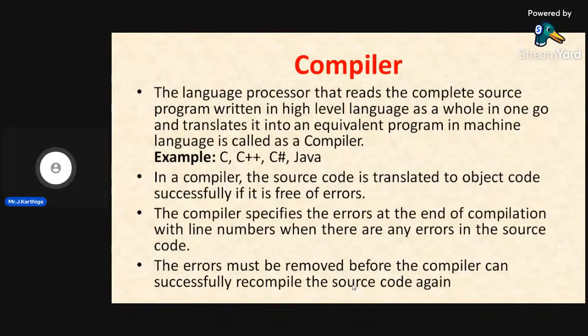The next topic is compiler. The language processor that reads the complete source program written in a high-level language as a whole in one go and translates it to an equivalent program in machine language is called a compiler. Examples: C, C++, C Sharp and Java. In a compiler, the source code is translated to object code successfully if it is free of errors. The compiler specifies the errors at the end of compilation with the line numbers when there are any errors in the source code. The errors must be removed before the compiler can successfully recompile the source code.